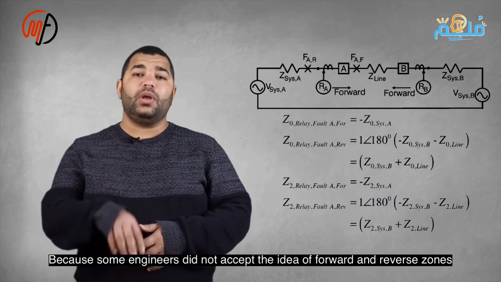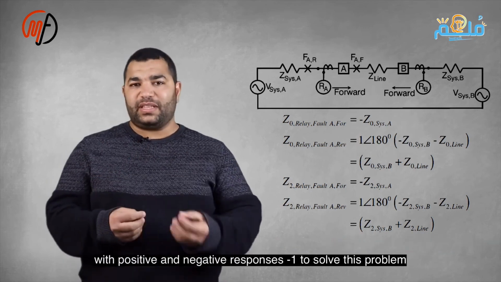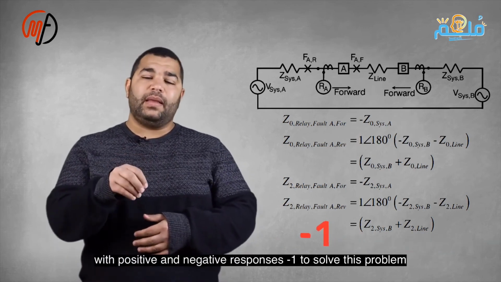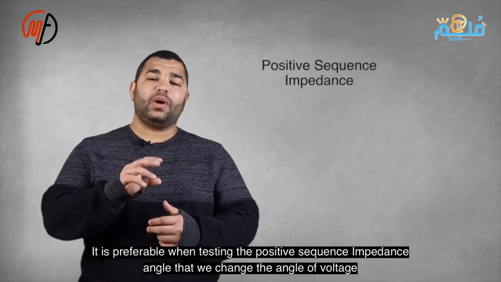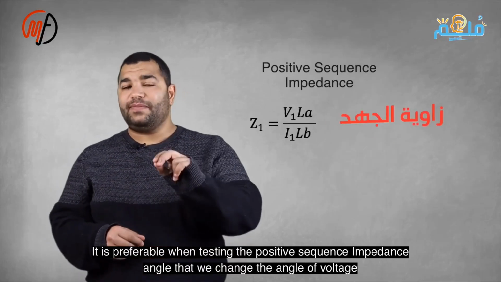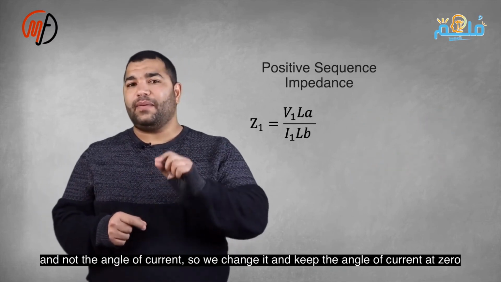Because some engineers struggle to accept forward and reverse zones reversed relative to positive and negative sequence impedance, the adjustment was made. Now, when testing the positive sequence impedance angle, prefer changing the voltage angle over the current angle. The goal is to get correct angles by changing the voltage angle. Z1 equals V1 at angle A over I1 at angle B, so Z1 angle is A minus B.